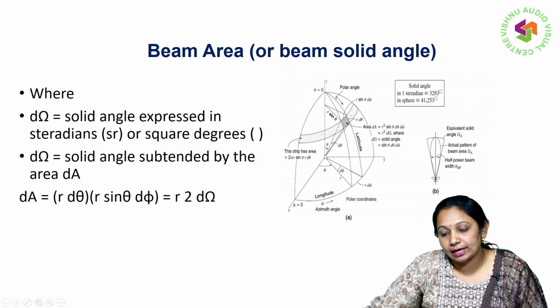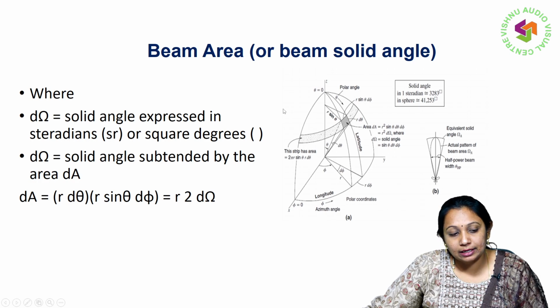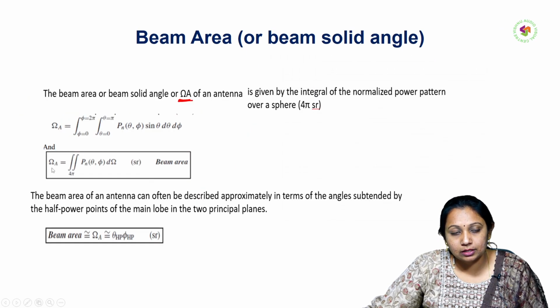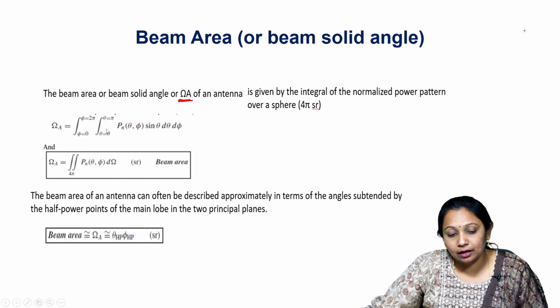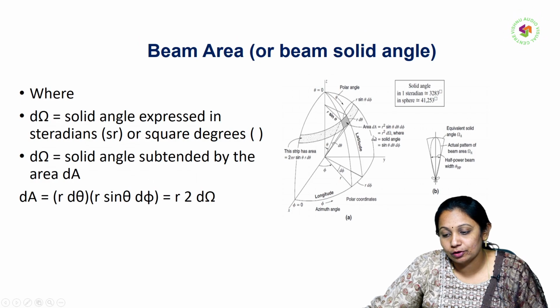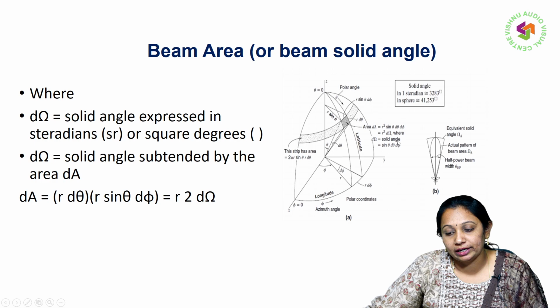Let us assume the antenna is placed at the origin. If it radiates to some point P, here we want to calculate the beam area. That is nothing but Ω_A, which can be represented in terms of steradians. From this we can calculate the steradians. That means we can say that it is a solid angle.